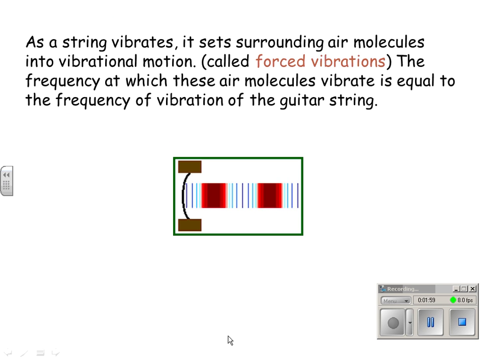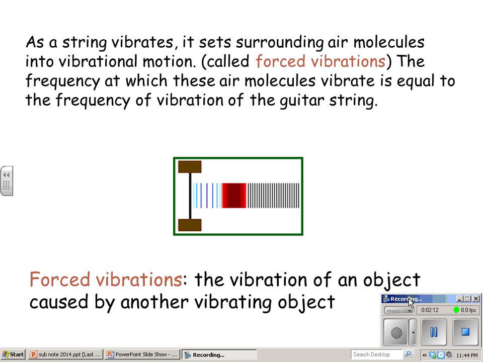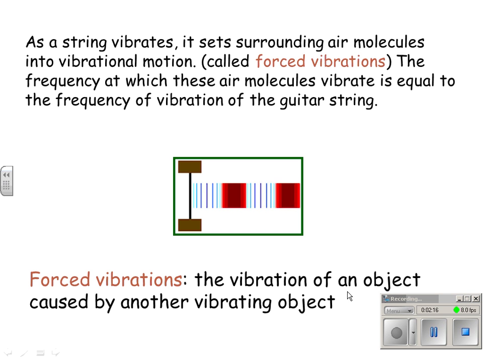Now, as strings vibrate, they set surrounding air molecules into vibrational motion. This is called a forced vibration. So the frequency that the air molecules vibrate is equal to the frequency of the guitar string. So this should be something that's in your notes. And a forced vibration is the vibration of an object caused by another vibrating object. So make sure that that's in your vocabulary. I'm sorry, I said notes a minute ago, but make sure this is in your vocabulary.